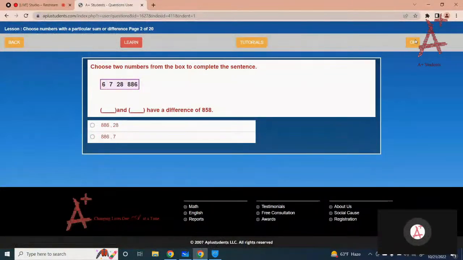Okay, move on to the next one. Choose two numbers from the box to complete the sentence. Dash and dash have a difference of 858. That's the one we did on the board. So 886 and 28 have the difference of 858. Got it?